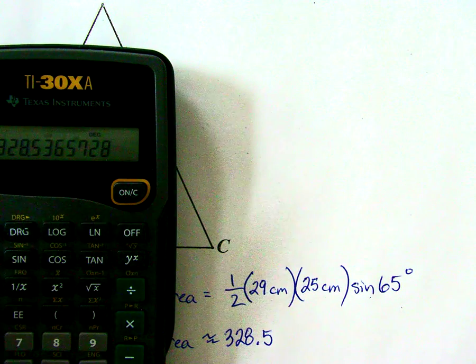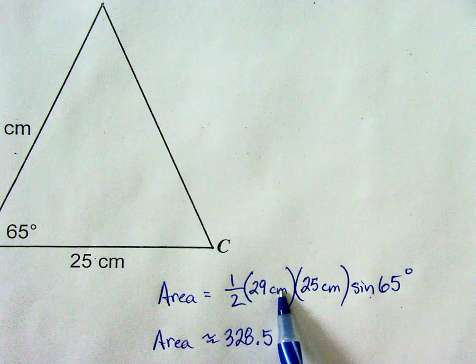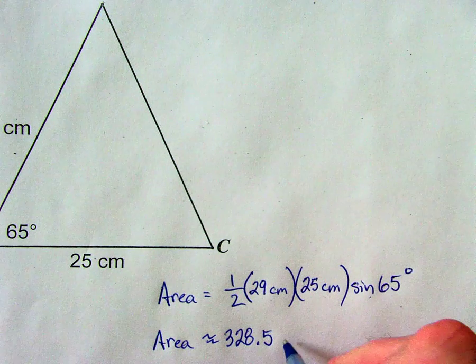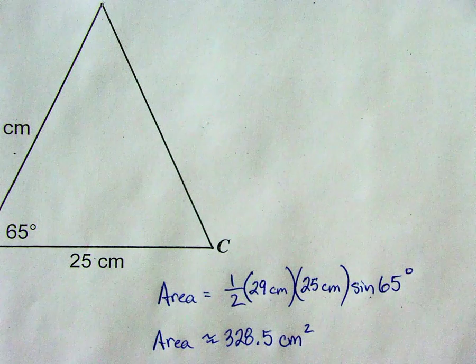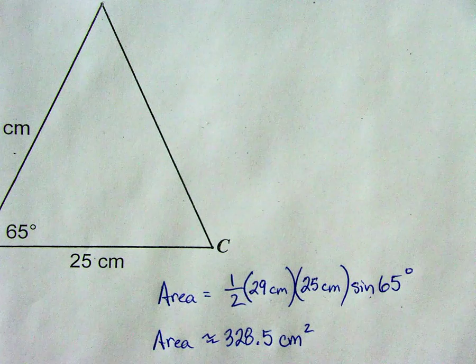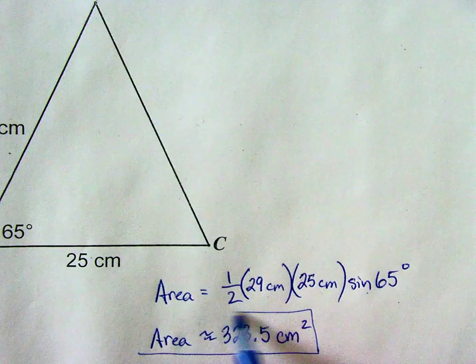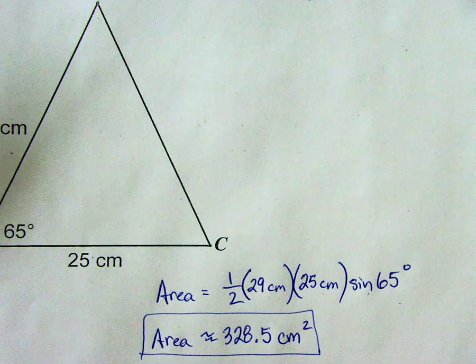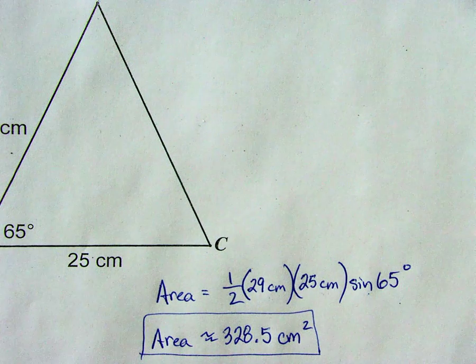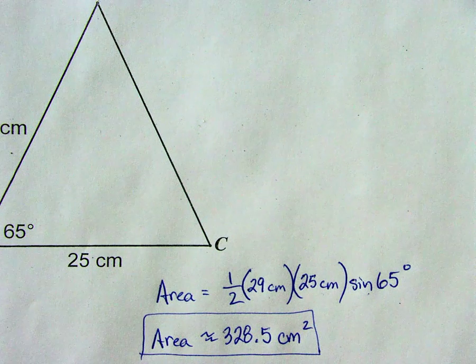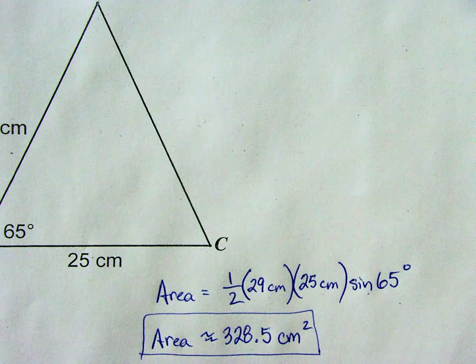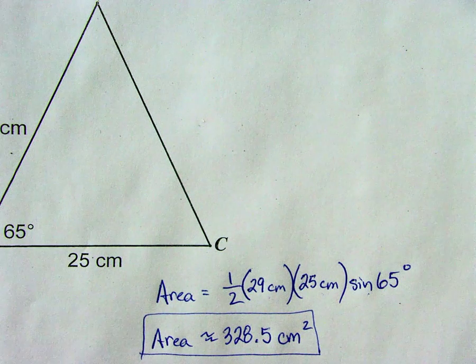Now, what would be the label? Well, I have centimeters times centimeters, so my label is going to be square centimeters. Pretty straightforward. Now, let's look at a problem that's a little bit trickier.